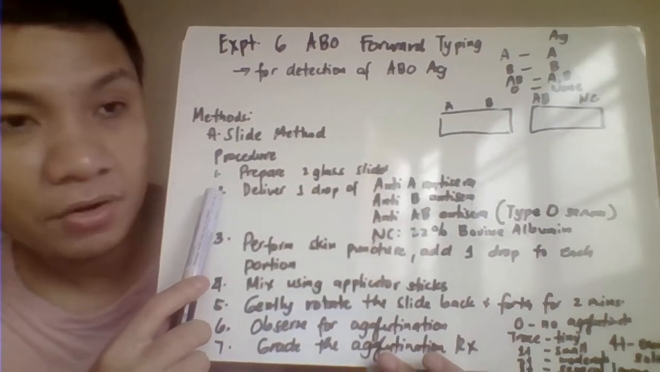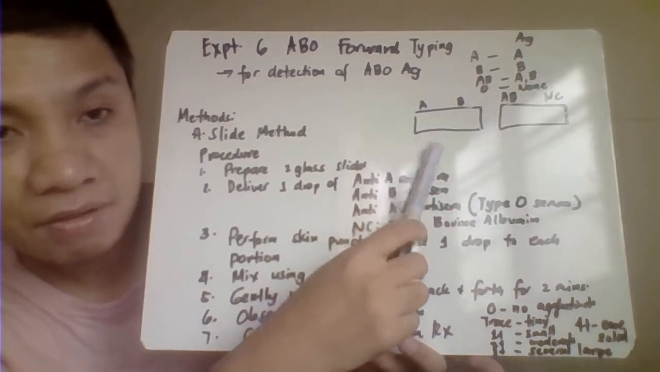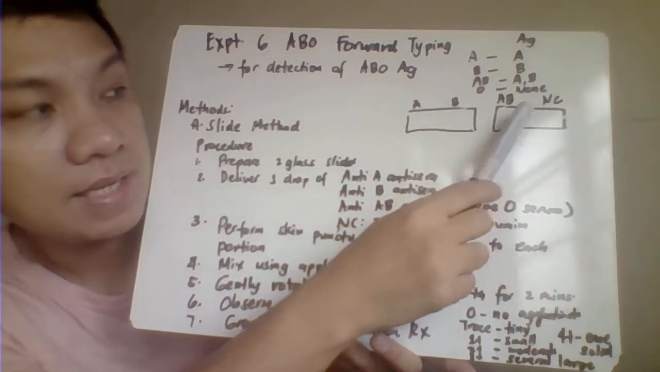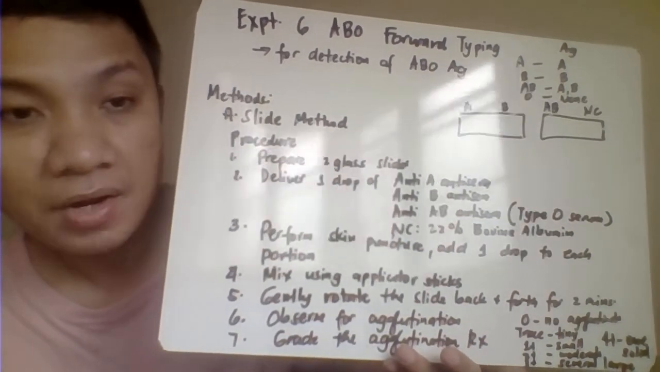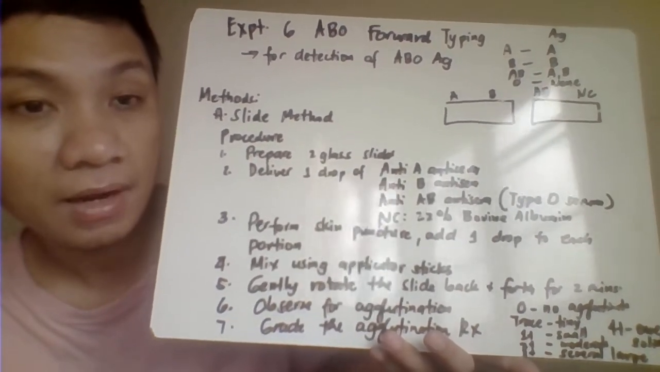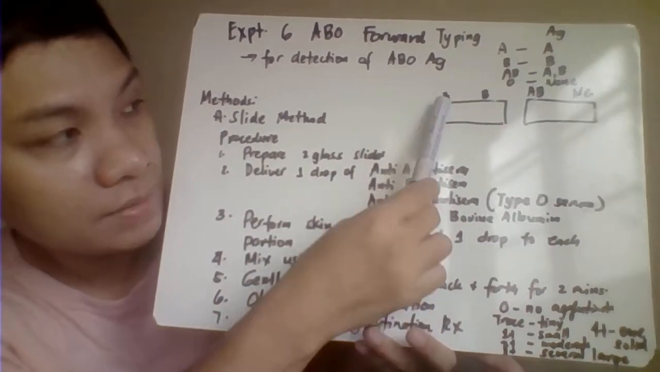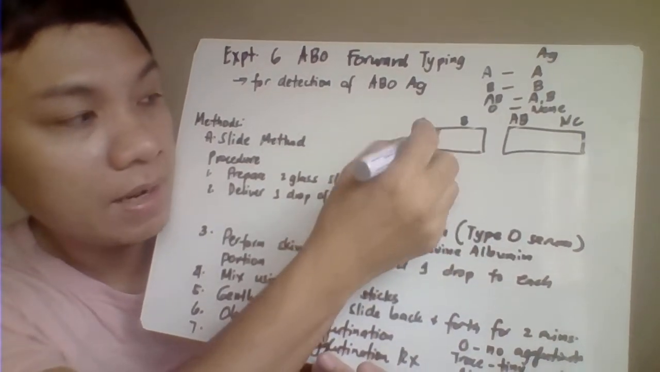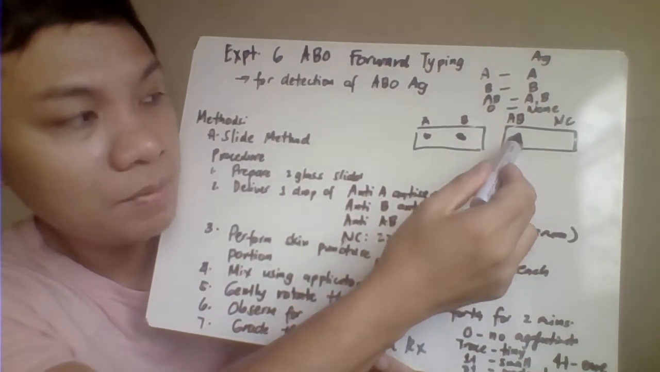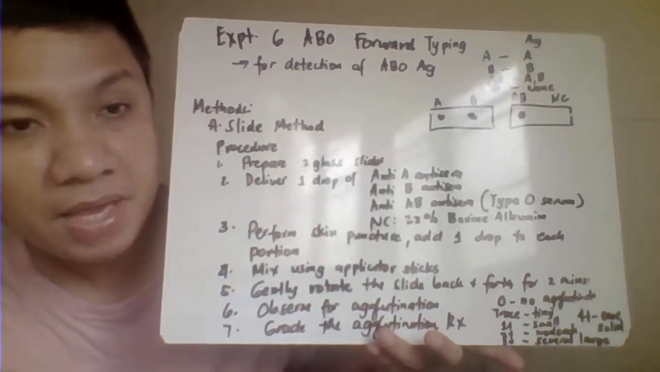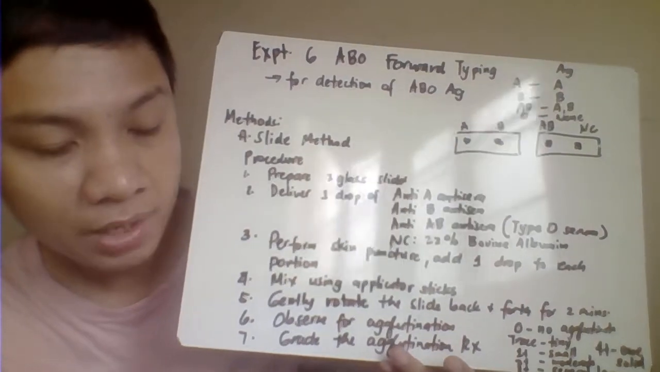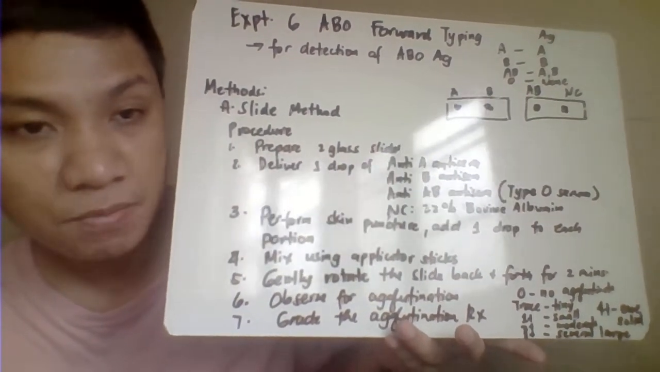For the procedure, you're going to prepare here 2 slides and then try to divide the slides. Okay, try to label that one as your A, B, AB, and NC. The label corresponds to the anti-sera that you're going to drop on that particular area. So you drop here anti-A anti-sera, 1 drop of that. You drop anti-B anti-sera here. Then serum coming from type O patient for the AB, anti-AB. And for the negative control, you add 1 drop of your 22% bovine albumin.